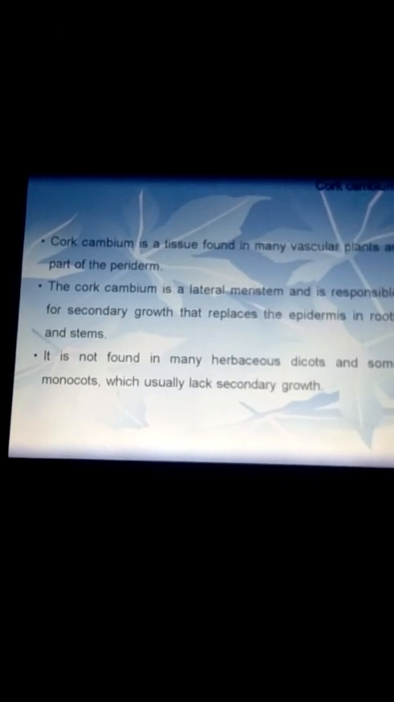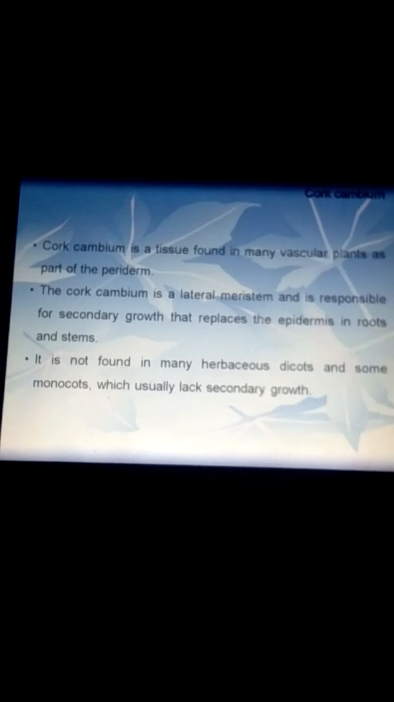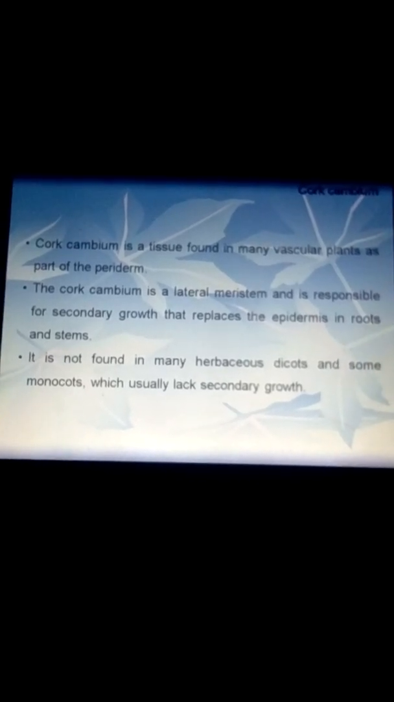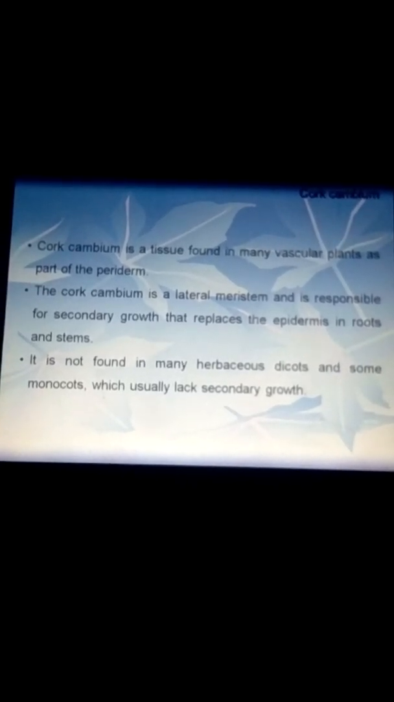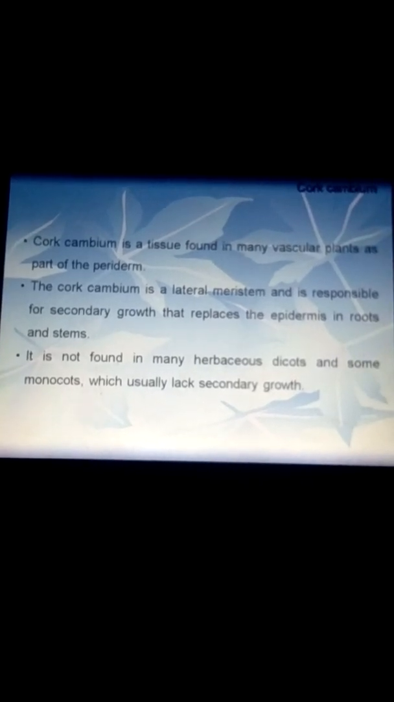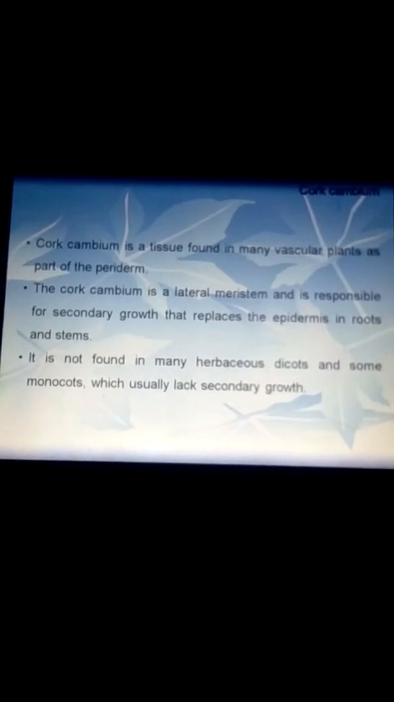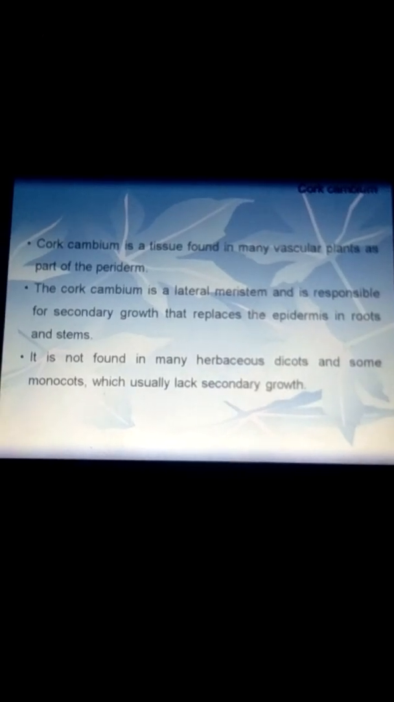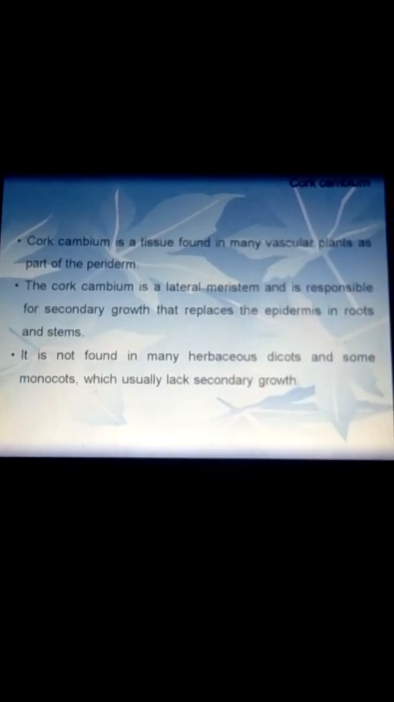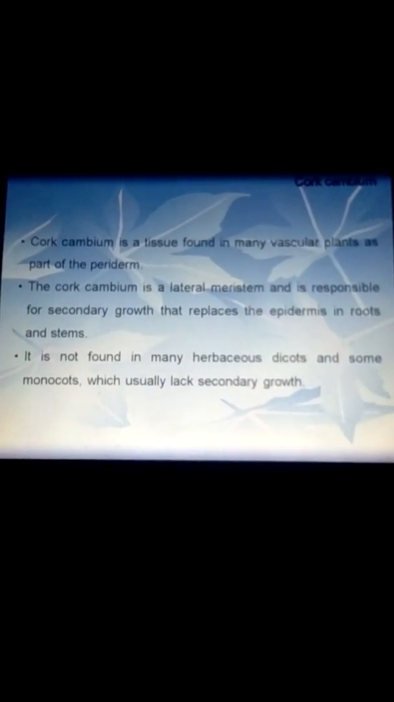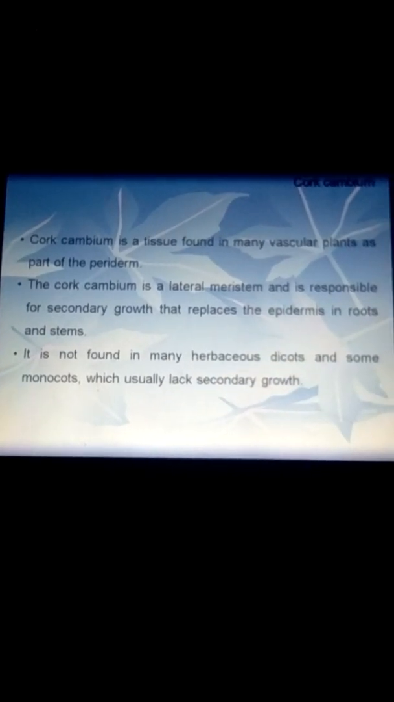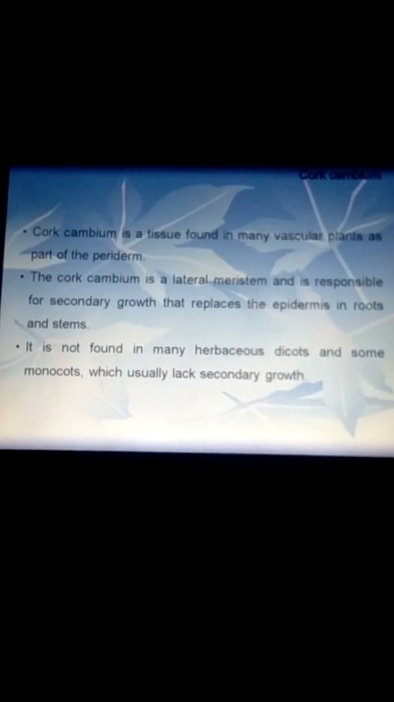Then cambium is basically of two types. One is cork cambium and the other is vascular cambium. So here I am going to explain what is cork cambium. Cork cambium is a tissue found in many vascular plants as a part of periderm. That means cork cambium is the tissue in vascular plants, the higher plants, and it is a part of periderm.